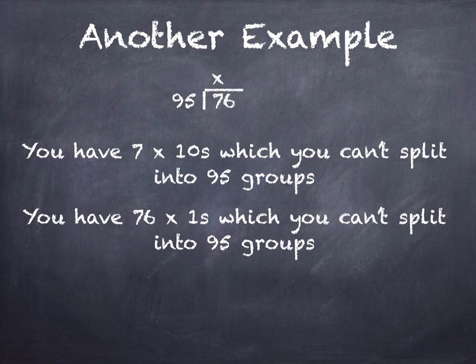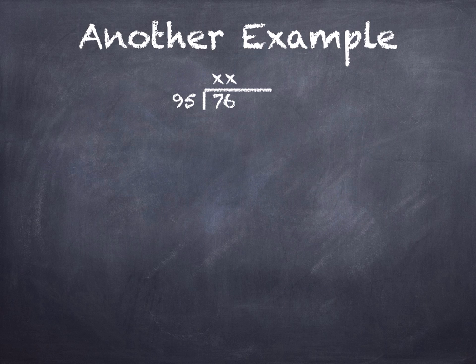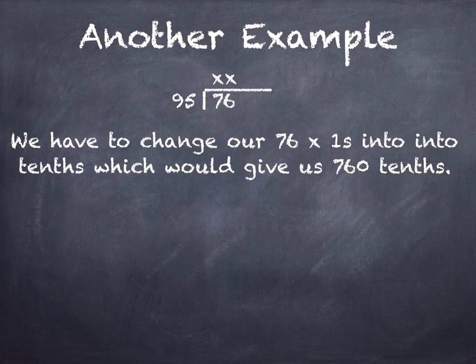So this is just like what we were doing in the previous problems when we got to the point where we didn't have enough whole numbers to split into groups. So what are we going to do? Well, same thing we were just doing. Just in this case, you don't have any whole number as part of your answer. Your first digit is going to appear in a decimal place. So we have to change our 76 ones into tenths, just like we were just doing.